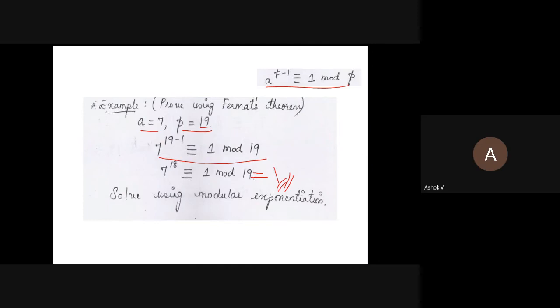So we are proving this using modular exponentiation. How are we proving this value? Here we need to calculate 7 power 18. Using modular expansion, I am dividing 7 power 18 as 7 power 8, 7 power 4, 7 power 2, 7 power 2, 7 power 2. When I add 8 plus 4 plus 2 plus 2 plus 2, I get the value 18. I am dividing in this manner.